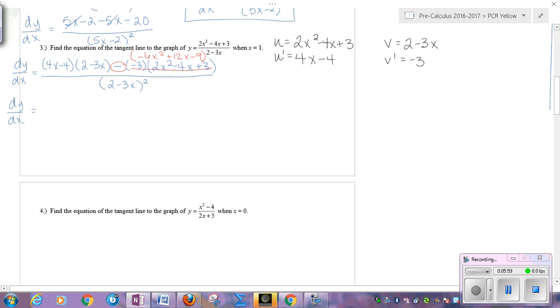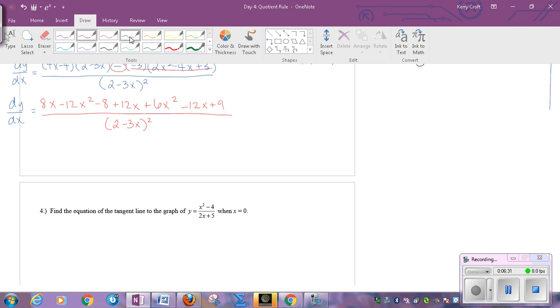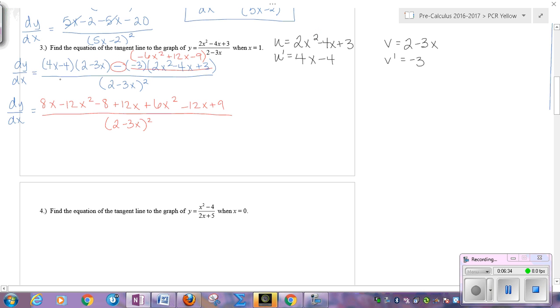Okay, so now you want to go back through and make sure you distribute that. I just want to make sure that you're being careful on those little algebra things. You're going to double distribute here. So we got 8x minus 12x squared minus 8 plus 12x. Now we're going to distribute that negative. So this is going to become a positive 6x squared minus 12x plus 9, all over the quantity 2 minus 3x squared. So really in these, it's not that it's difficult, it's that you really need to pay attention to your algebra skills. The multiplying, the distributing, the negatives, those are the things that you really got to watch.